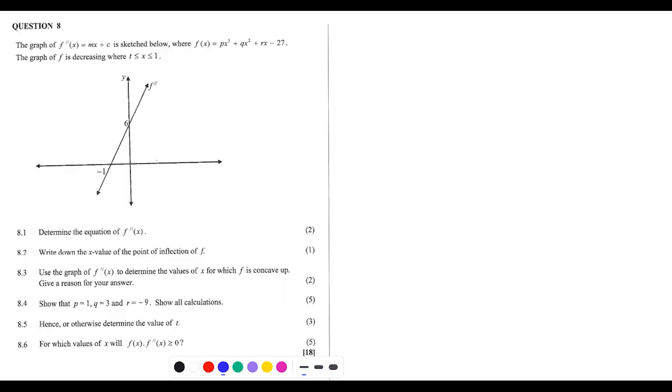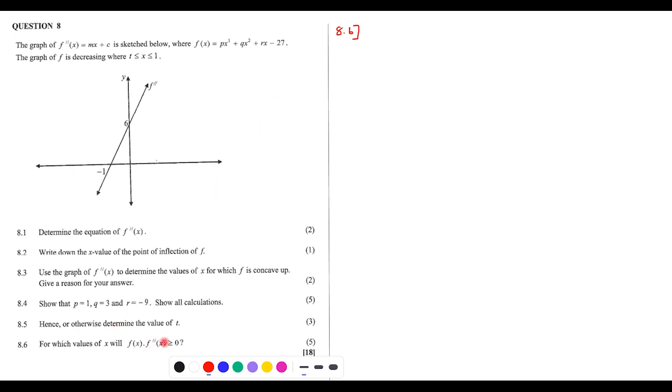All right, now let's look at the last question, which is 8.6. It says for which values of x will f of x times f double prime x be greater than or equal to 0. All right, now here we want to find out the values of x for which this will be greater than 0.